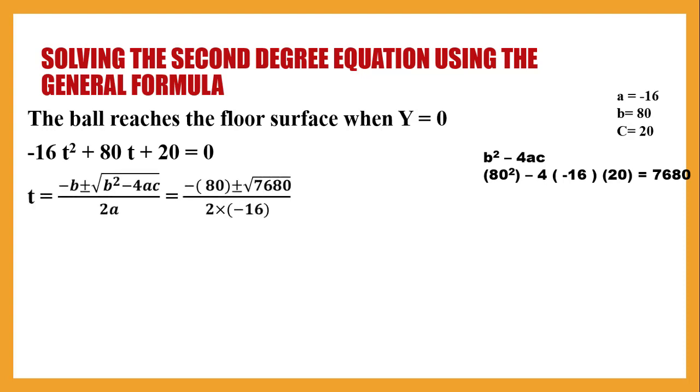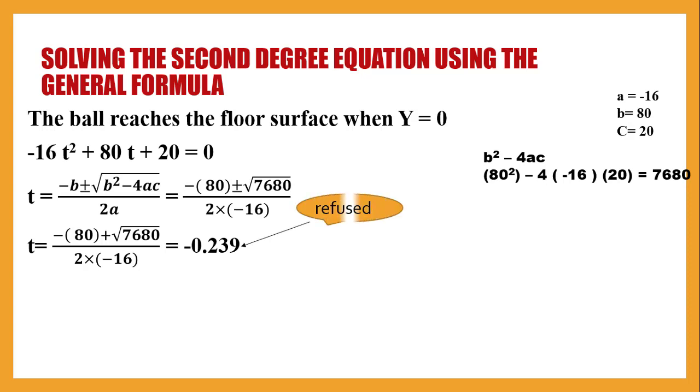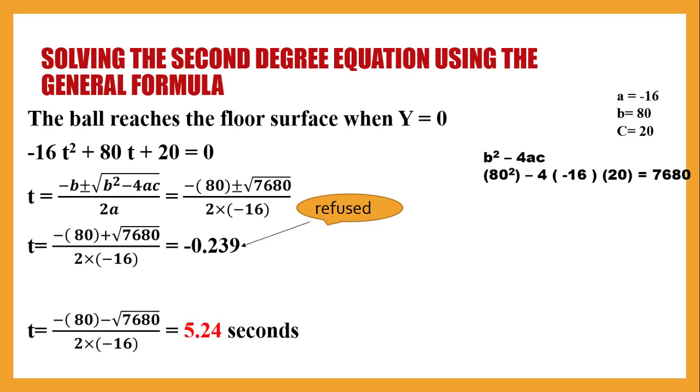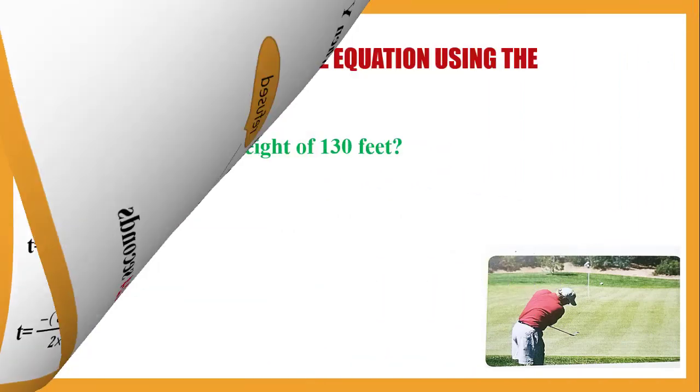Let's calculate the first one. The first solution is negative 0.239. This is a negative number, so we will refuse this solution. What about the other one? The other one is 5.24 seconds. So the ball will reach the floor after 5.24 seconds.